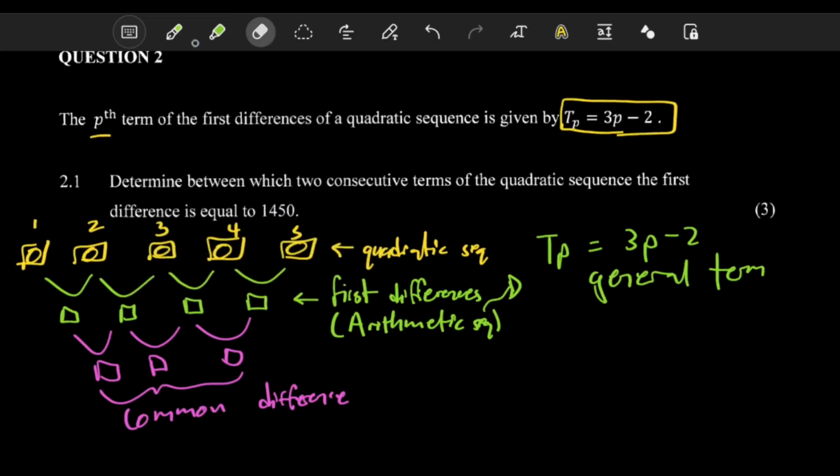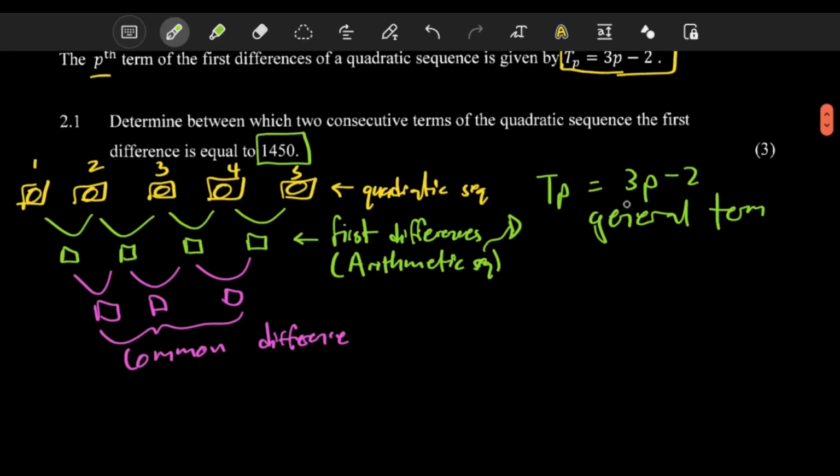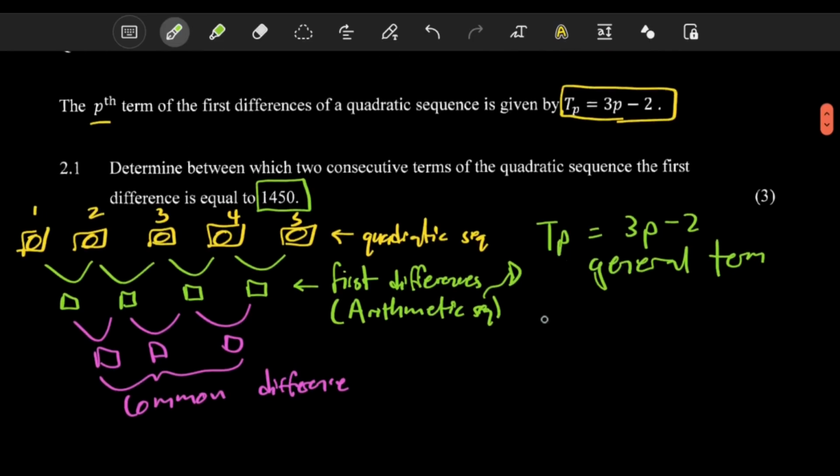What we know is in the green sequence, we have the number 1450. So we need to find out where 1450 is here so that we can determine which two terms it's in between. So let us do that. We can just use our general term, because in our general term we know that we are looking for where 1450 is. To find where it is, we just have to solve for p here, so the 2 goes over. This is like 1448. No, you're adding the 2. Come on now, you're going to add it when you move it over. So it's like that. Divide this by 3.